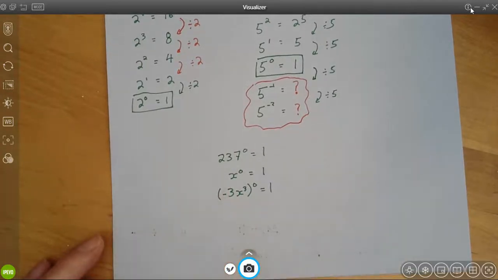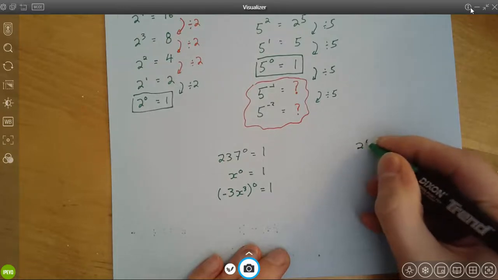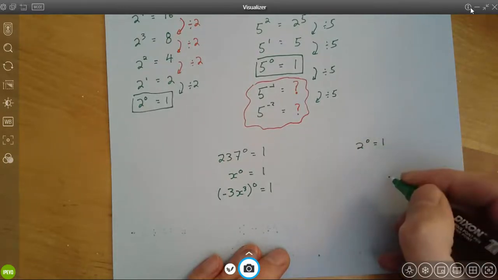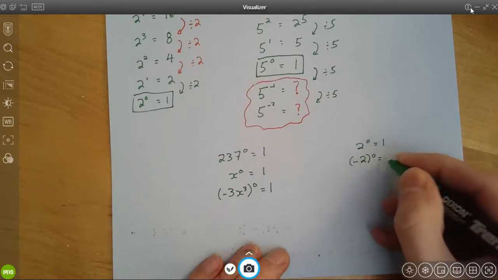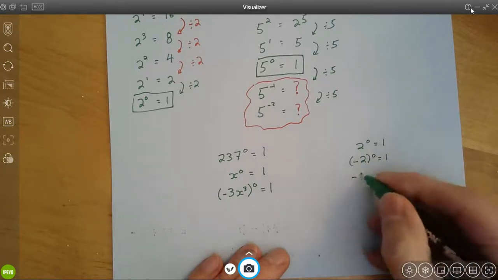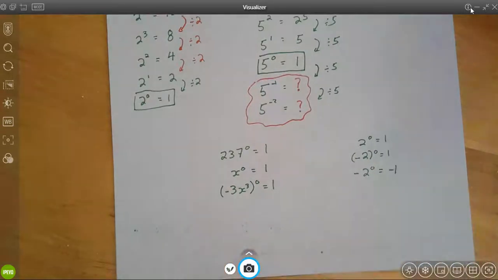One thing to be careful about is 2 to the 0 equals 1. Negative 2 in brackets to the 0 equals 1. But negative 2 to the 0 here, that equals negative 1. And again, it's just following order of operations.